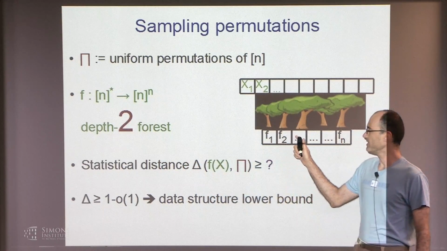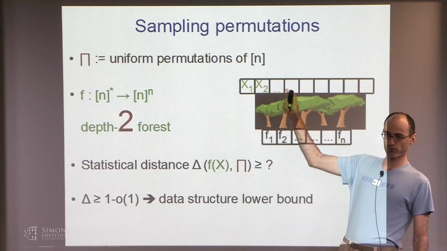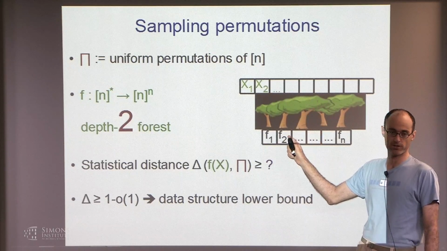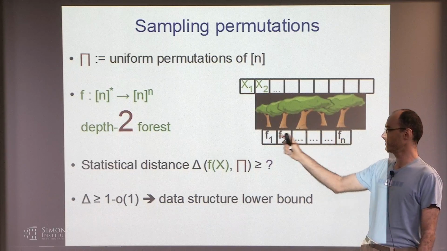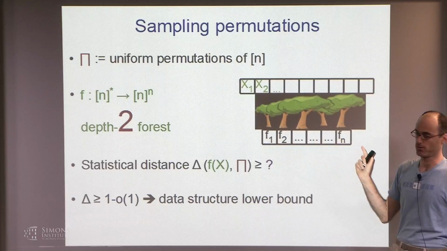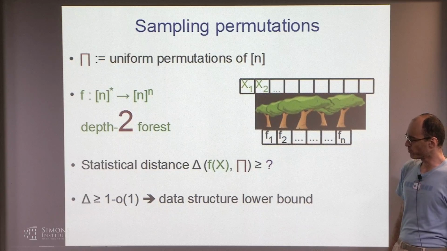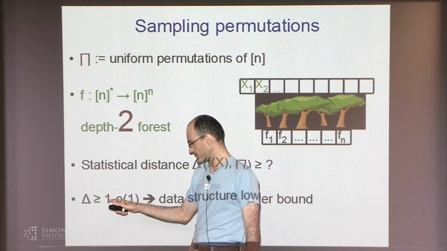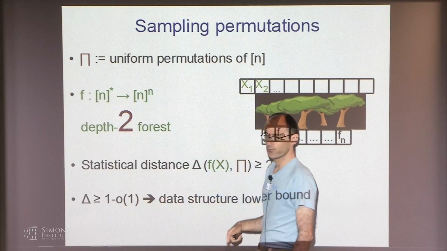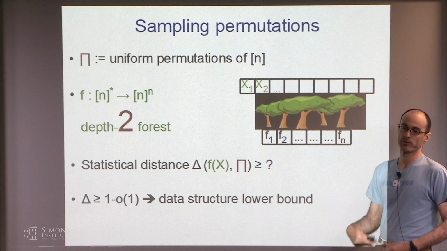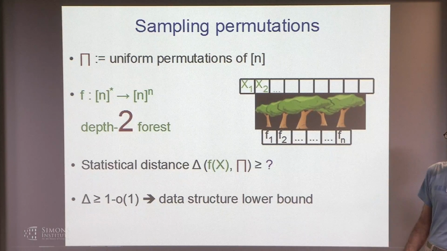So each tree here just makes one probe to uniform bits, and then based on that it's going to make another probe, and it's going to output a value within 1 to n. And this whole thing should be very close, maybe close to a uniform permutation, or not. So if you could prove a lower bound on the statistical distance, approaching 1, that's the connection to data structures: you will get a lower bound for storing permutations in a data structure model.